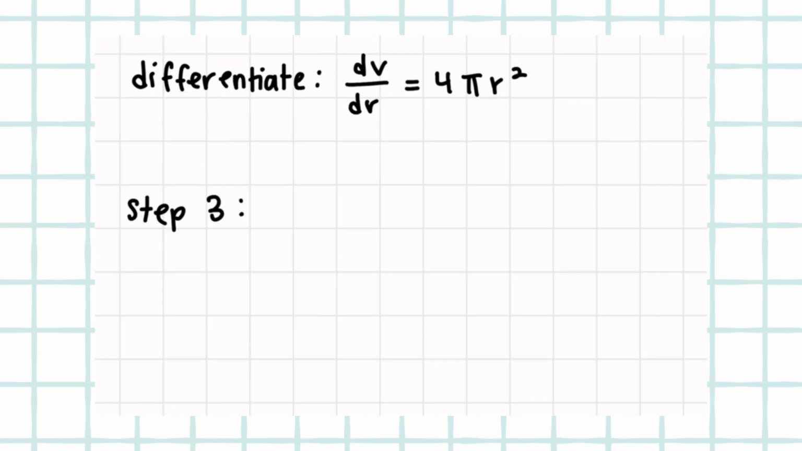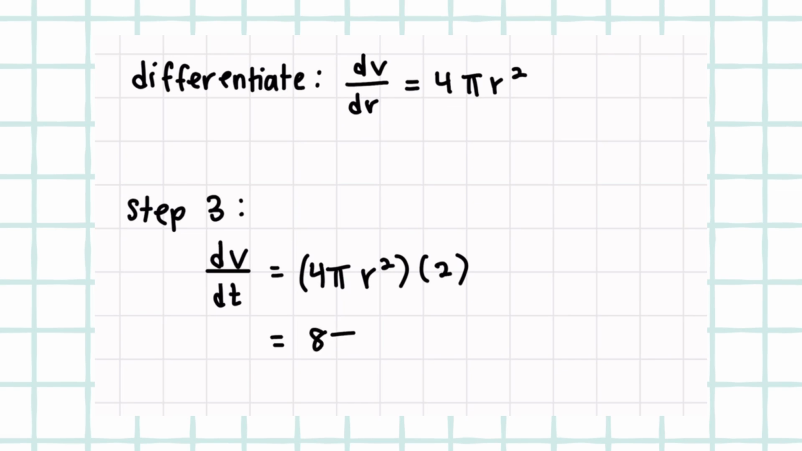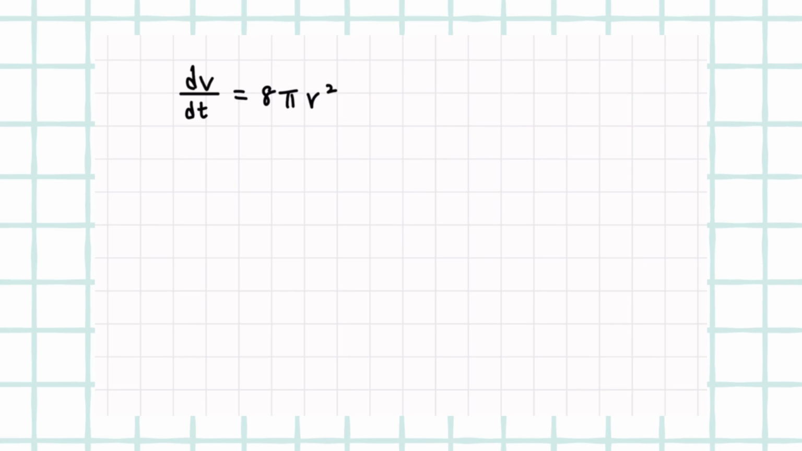Step 3. We will need to substitute the answers into the dV over dt equation, which is dV over dr is 4 pi r squared times dr over dt, which is 2. And the answer will be 8 pi r squared. We have yet to find the r.